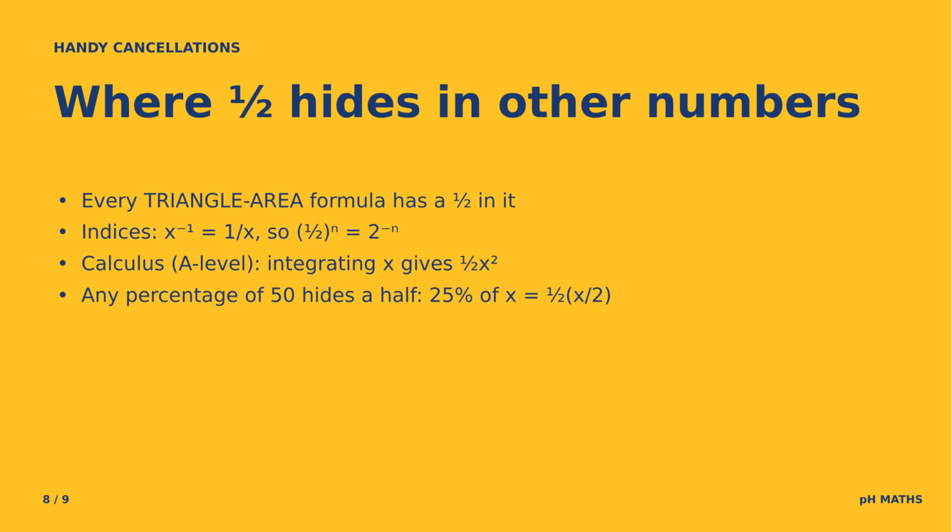Where a half hides: every triangle area formula, every indices identity where x to the minus 1 means 1/x, so a half is 2 to the minus 1. And in calculus, the moment you reach A level, integrating x gives 1/2 x squared. The half keeps cropping up. If your final answer has a stray half multiplier and you can't see where it came from, it's probably a triangle, a midpoint, or a negative power.